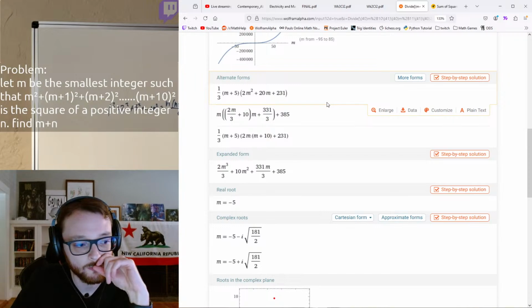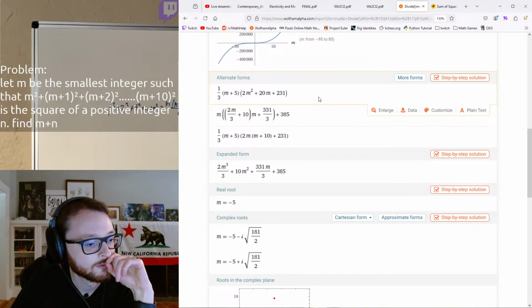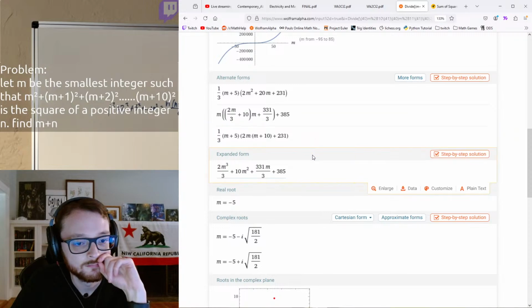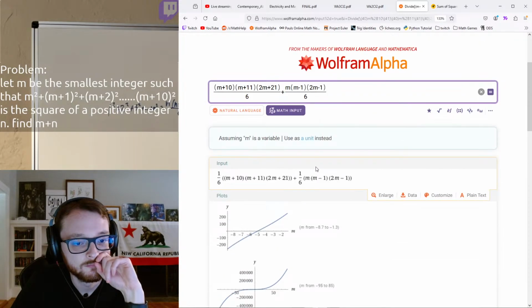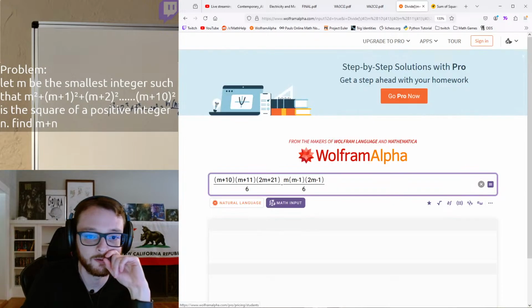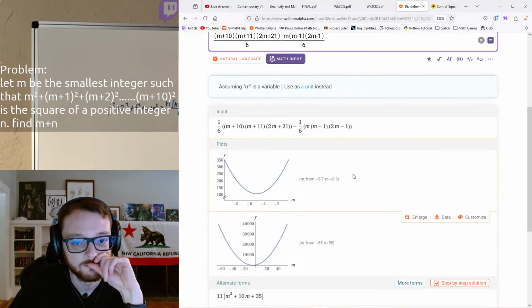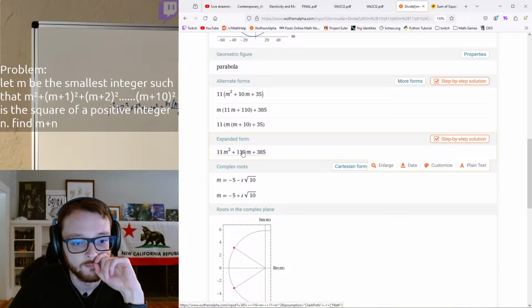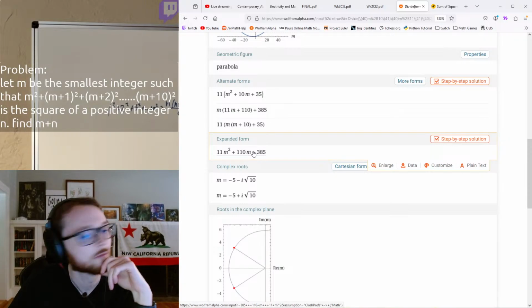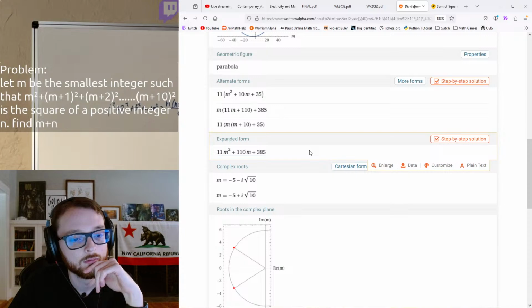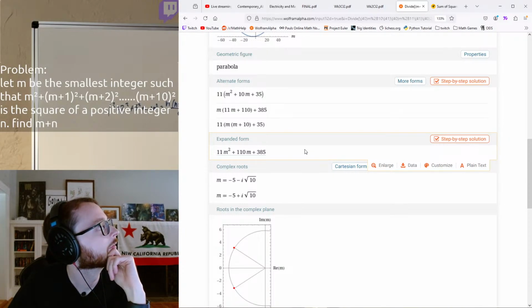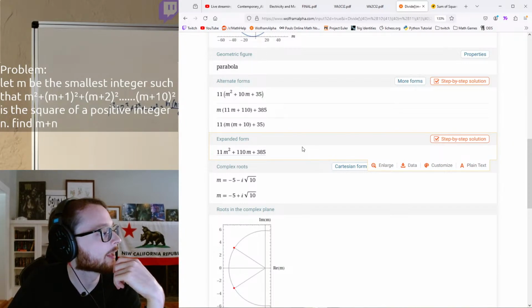Why don't the cubes cancel? The cubes should cancel. Should they? Oh, I did a plus there. That's why. It's a minus. That seems better. I don't know what to do with that, though. It doesn't help us get to m plus n, I don't think.